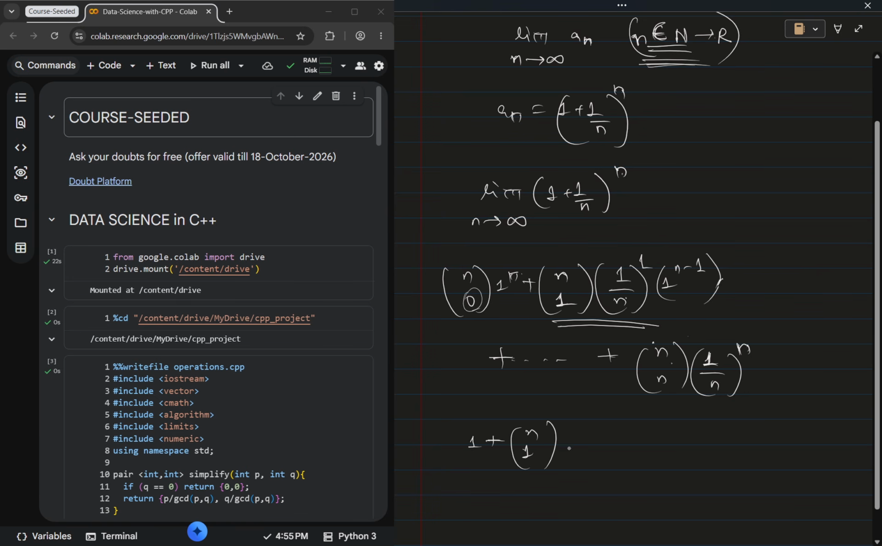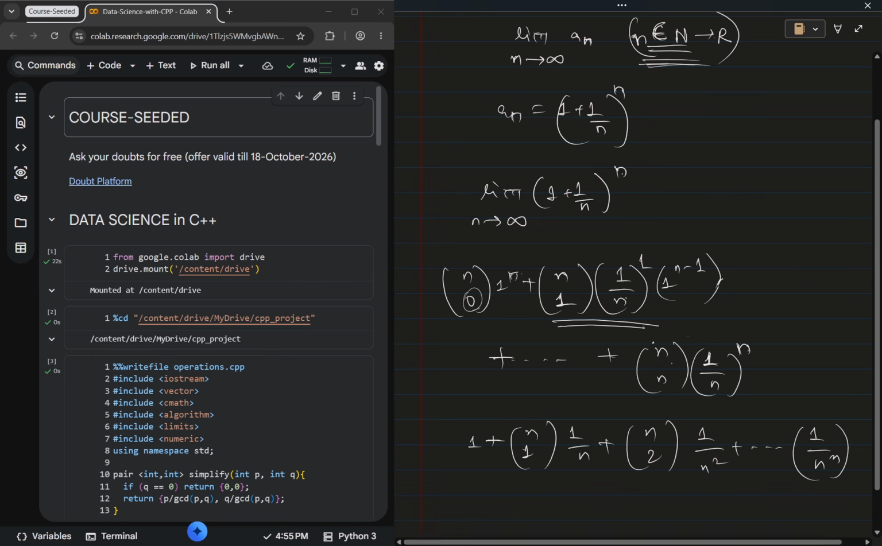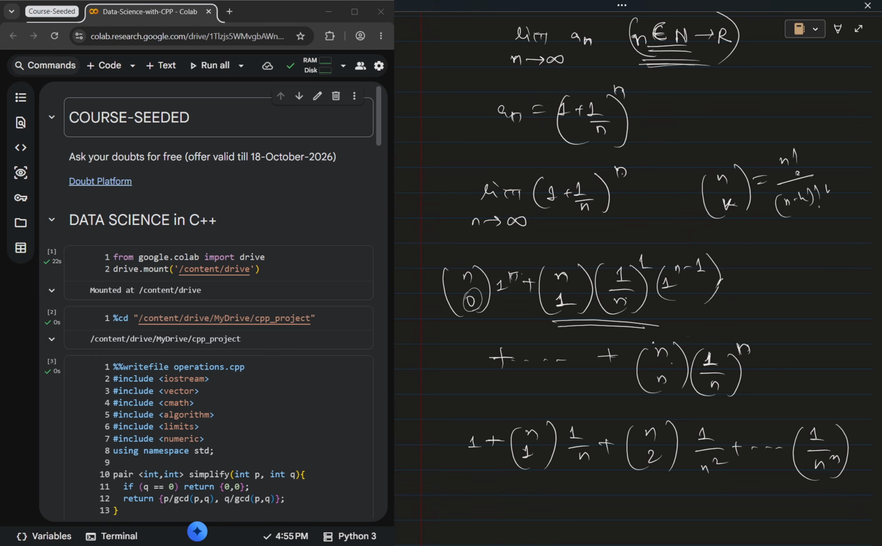So you have this nC1, then you have 1/n, plus nC2 times 1/n squared, then everything up to your (1/n)^n. By the way, nCn is basically equal to 1. If you don't know what this is, nCk is written as n factorial divided by (n minus k) factorial times k factorial. What is factorial? You must know that; I've already taught it. Basically, you multiply everything from 1 to n to get n factorial.